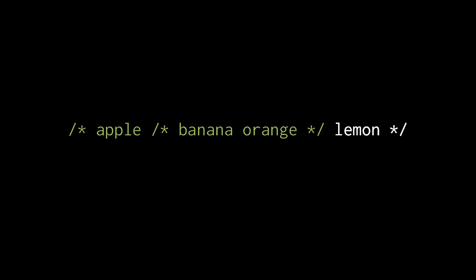The deceptive thing about multi-line comments is that you cannot nest a multi-line comment inside another multi-line comment. Here the language considers the comment to run from the first slash asterisk to the first asterisk slash, leaving lemon asterisk slash as part of the code.